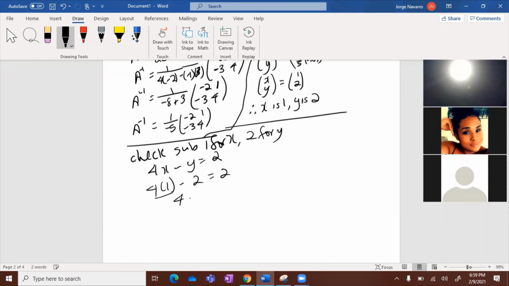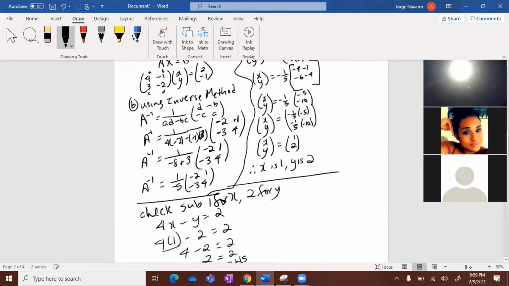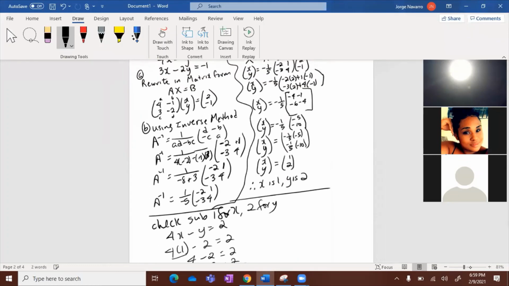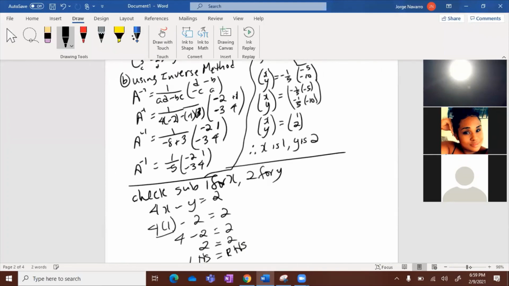4 times 1 we know is 4. Minus 2 should give me 2, and actually it does. So 2 is equal to 2. So left-hand side is equal to right-hand side. So that means that what we did is correct. So we have ensured that our answer is correct.